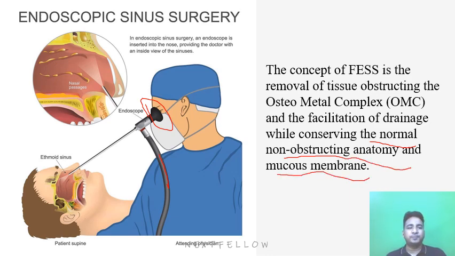and the mucous membrane. So what do we mean by functional endoscopic? Functional means we have to preserve the normal mucosa, we have to establish the proper drainage of the sinuses, understanding their drainage pathway, and facilitating the proper drainage of the sinus, and removing the complete disease that is obscuring the osteomeatal complex. So look at this picture, we are introducing the endoscope. This is the light projection from this endoscope, and you can see the internal anatomy of the nose.